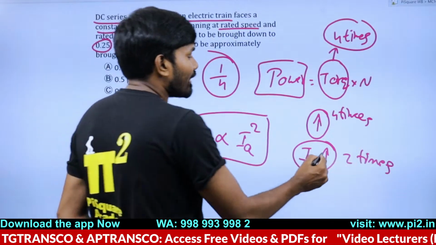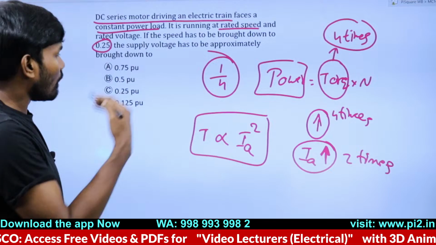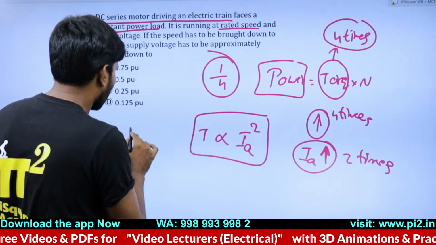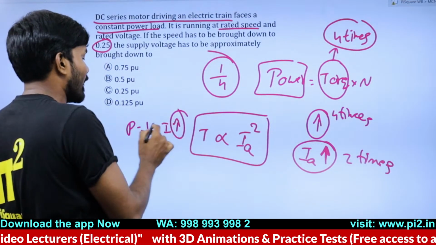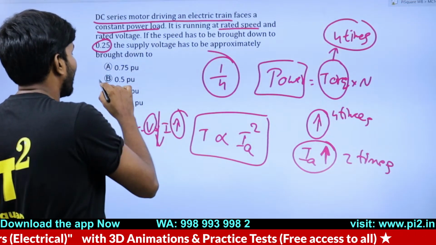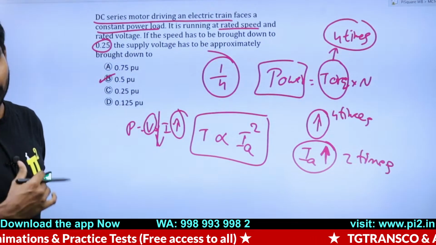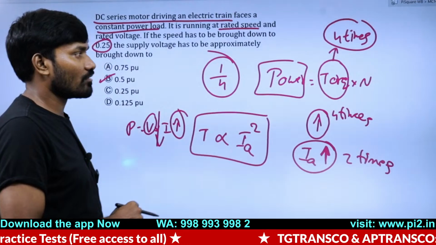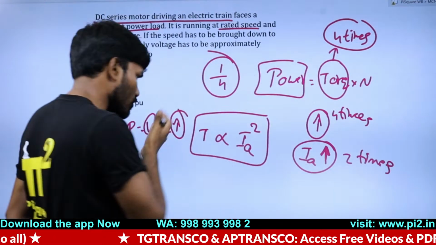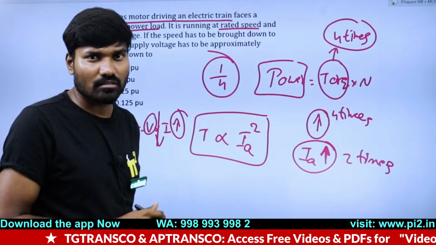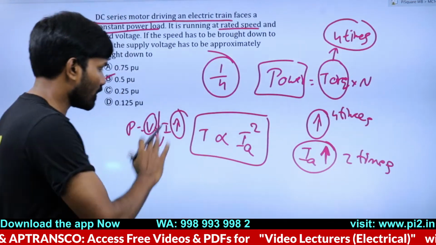If IA is increased by 2 times, the voltage has to be brought down, because we know power is equal to V into I. I has increased by 2 times, so voltage has to come down by 2 times. It is 0.5. Are we clear with this? Output power is constant, which means input power also must be constant, ignoring losses. Are we clear?